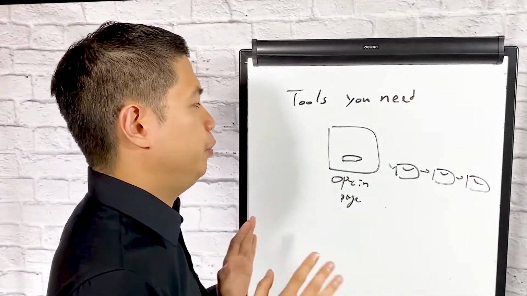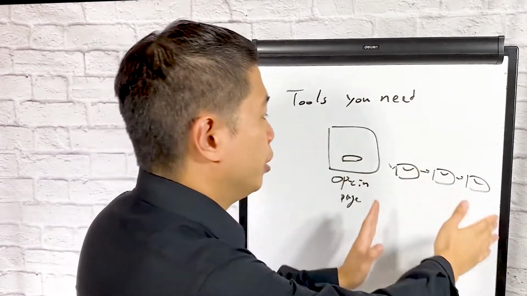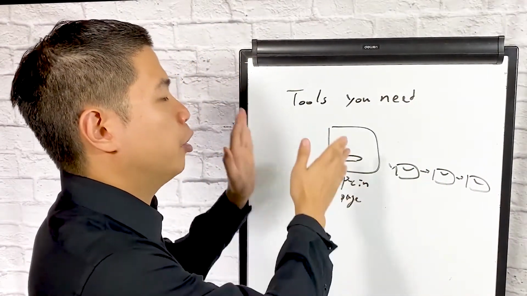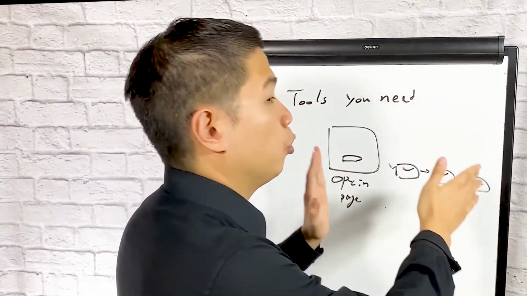So those are the two software you need: the Funnel Builder and the Autoresponder. The software I'm using here is called ClickFunnels, and the software I'm using here is called ActiveCampaign.